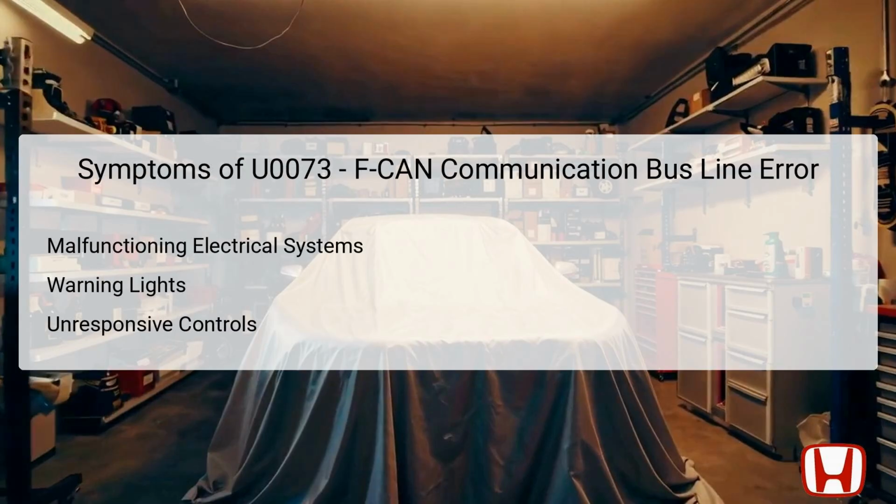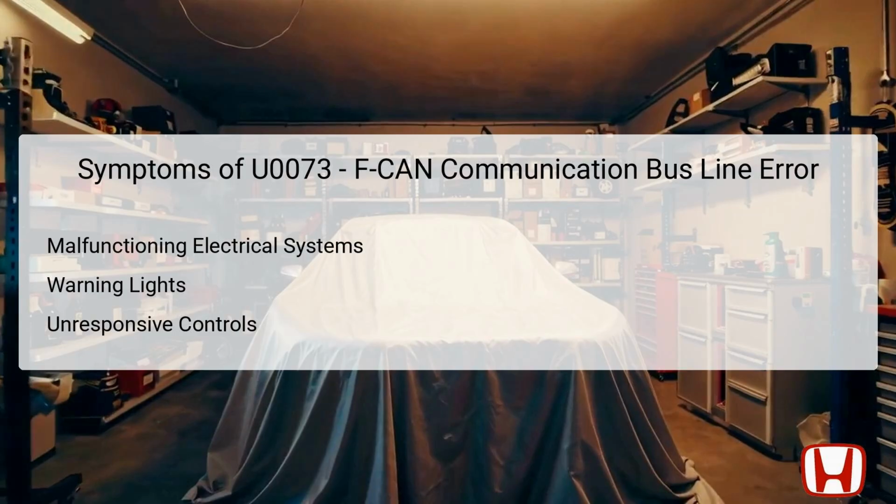Symptoms related to DTC U0073 may vary, but common issues include malfunctioning electrical systems. This can manifest as various electronic components not operating as intended, such as lights flickering or failing to activate. Additionally, warning lights may illuminate on the dashboard. This is a signal to the driver that there is an underlying issue requiring attention.